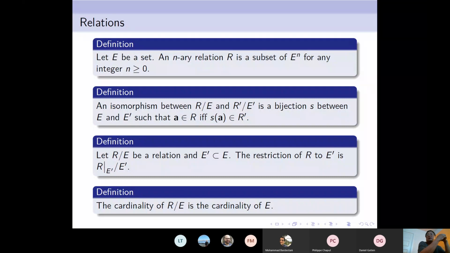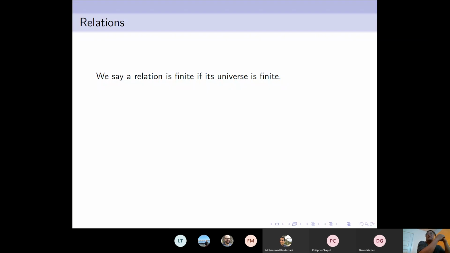We also talk about the cardinality of the relation. It's not how many elements are in R, but how many elements are in E. That is the cardinality of the relation, which is opposite to our common sense. We say a relation is finite if its universe is finite. The number of elements in a relation may be infinite, but if its underlying universe is finite, we still say this relation is finite.